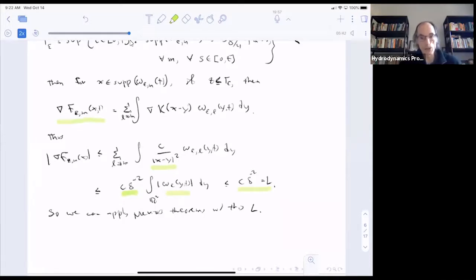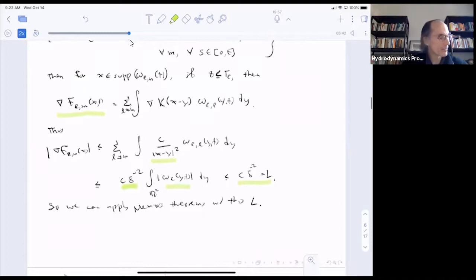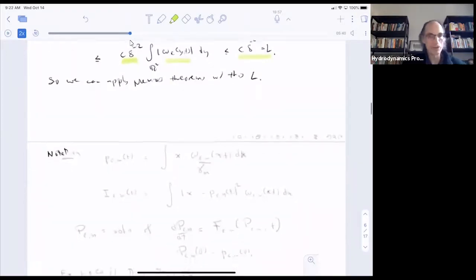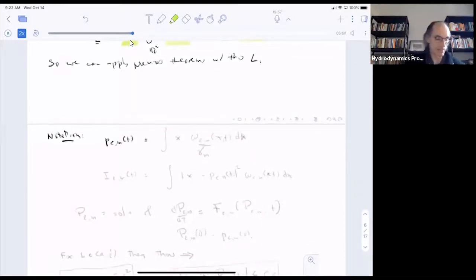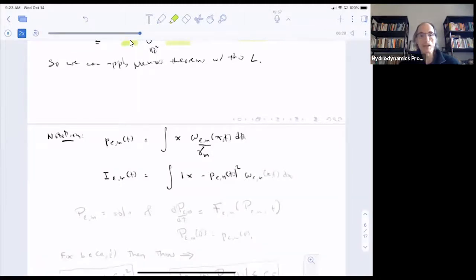And so now I'm in a position to apply my previous theorems, the ones we reviewed a second ago, with this Lipschitz constant L. And so what do those give me? I have to introduce some notation to state the conclusion of those theorems. But what they tell me is that the mth vortex blob remains concentrated on an epsilon scale around its center of vorticity. And so this little p epsilon m is exactly the center of vorticity of the mth epsilon blob. This capital I epsilon m is the second moment of the mth blob with respect to its center of vorticity.